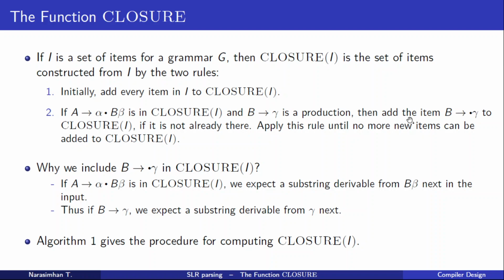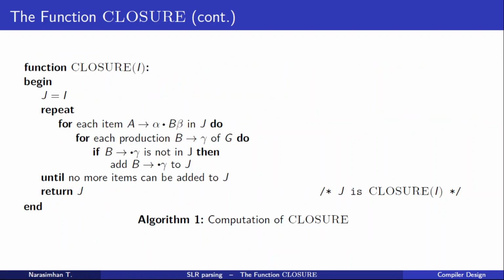That is why you need to add the item B gives dot gamma if it is not already there in the closure set. And you need to repeat this rule as long as you are able to add new items to the closure. That means for every item of this form A gives alpha dot B beta, for every production B gives gamma, you check whether the item B gives dot gamma is already there in the closure. If it is not there, you should add that item. So this is the algorithm to compute closure of I.